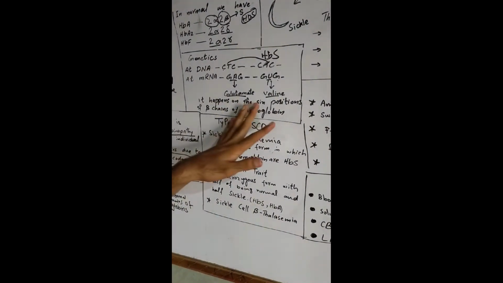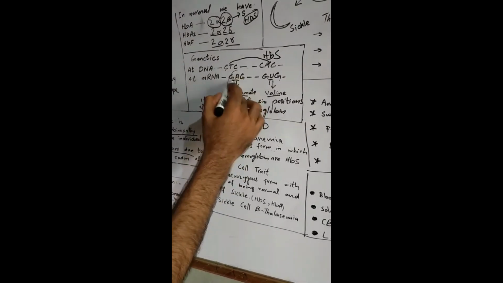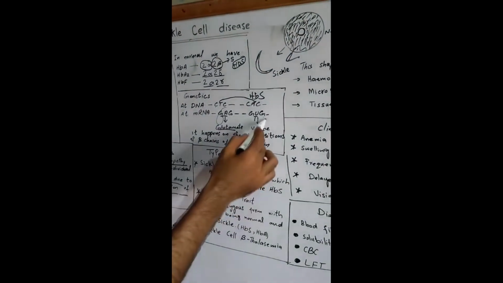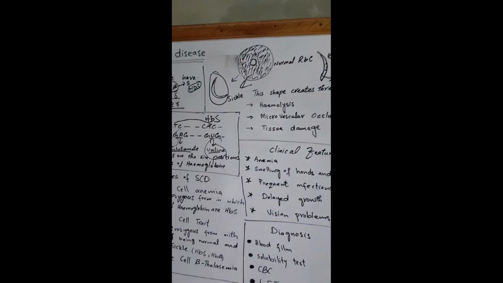So this happens at the sixth position of the beta chain of the hemoglobin. Due to the normal mechanism, the shape of the RBC will be like that, but due to this valine, the shape of the RBC will be like that, sickle shaped.